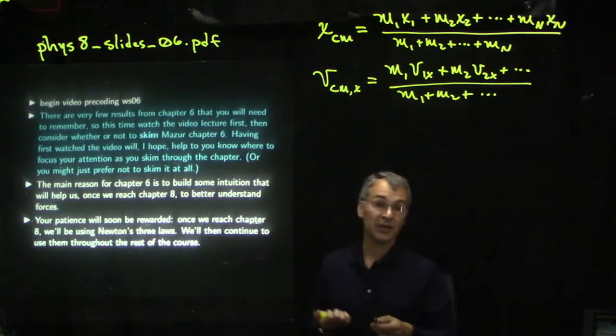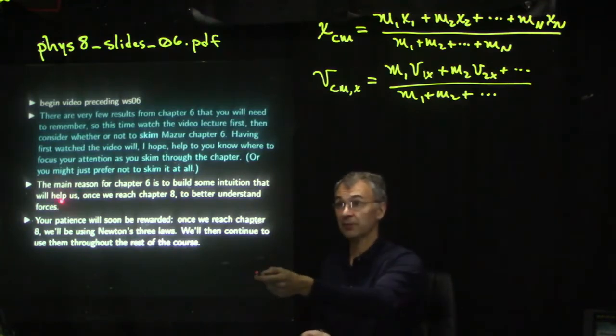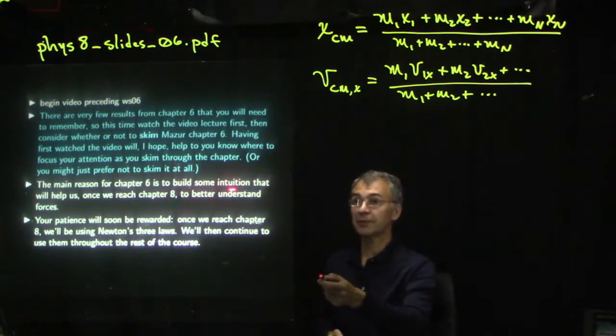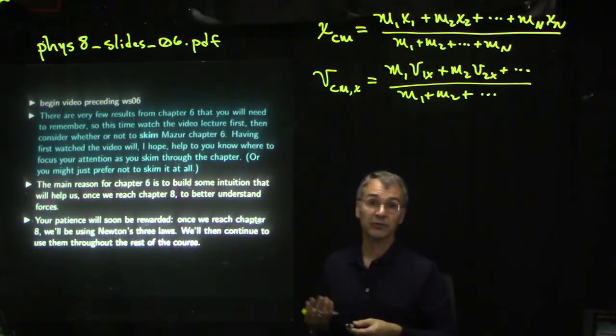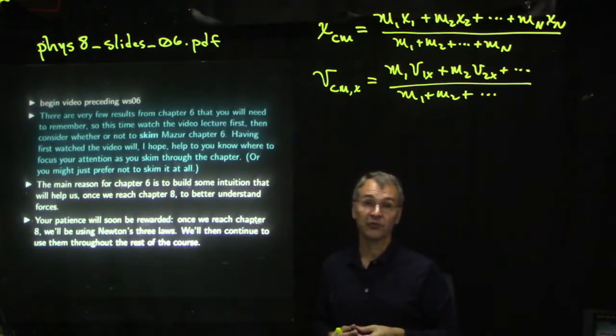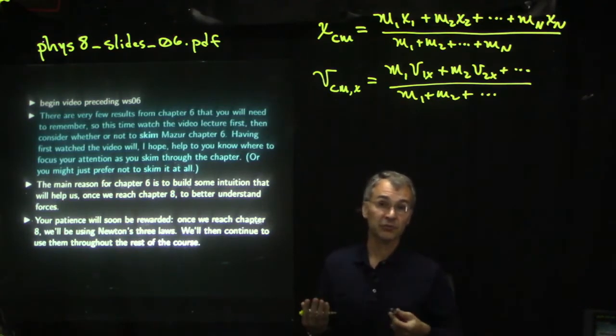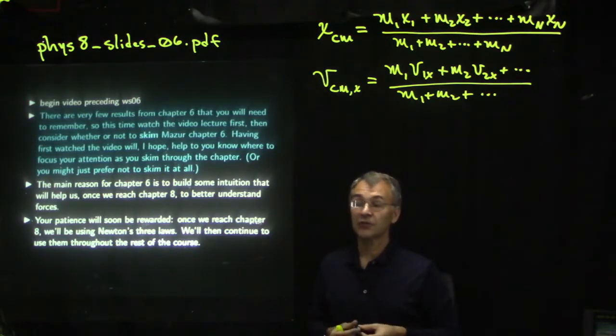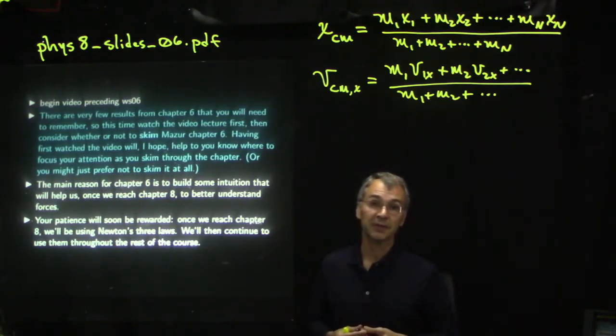Okay, so why is chapter 6 there if there are so few results in it? Well, the purpose of chapter 6 is to build up some intuition that is going to help us, once we reach chapter 8, to better understand forces. If you took physics before, you probably introduced forces in the second chapter of the book. So forces are introduced much later in this book, because forces are an extremely counterintuitive topic, and it really helps to prepare your mind for forces before studying them.